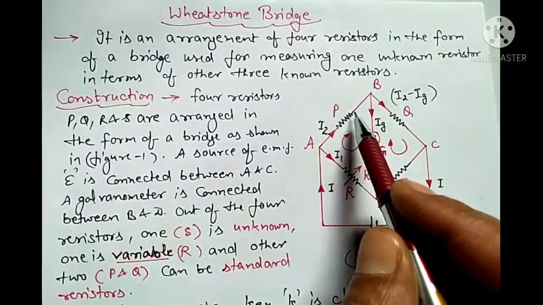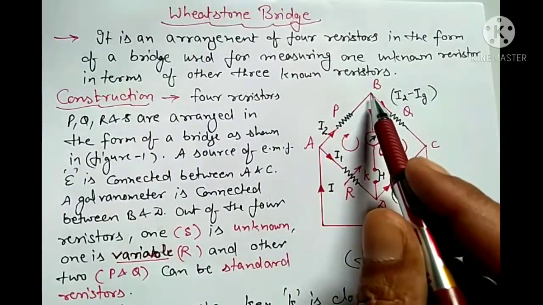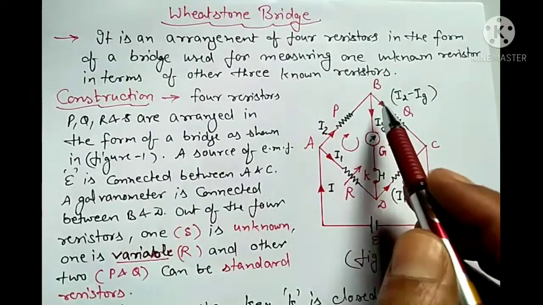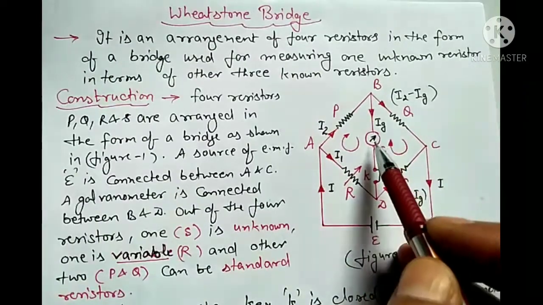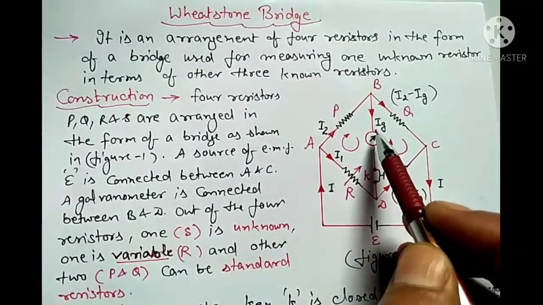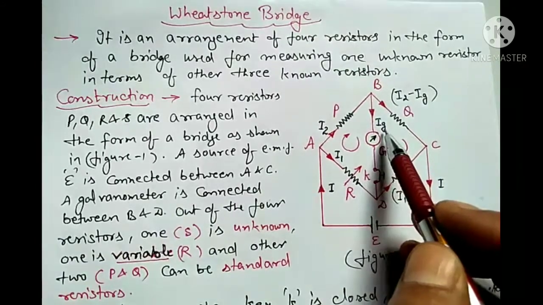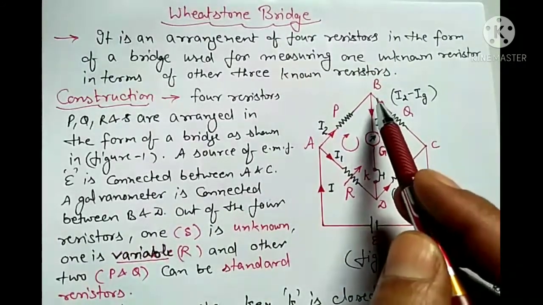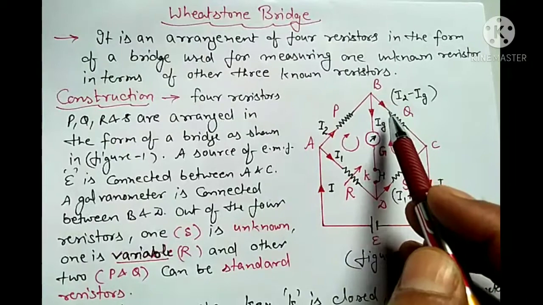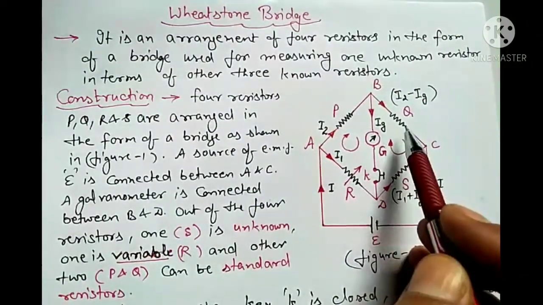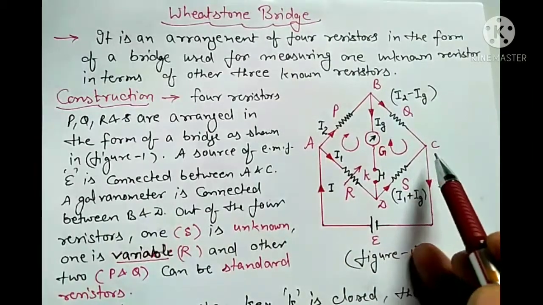Now the I2 current reaches point B. Further, here the current divides into two parts. One part goes through the galvanometer, and that is termed the galvanometer current, Ig, and the remaining portion, that is I2 minus Ig, passes through this resistor Q.